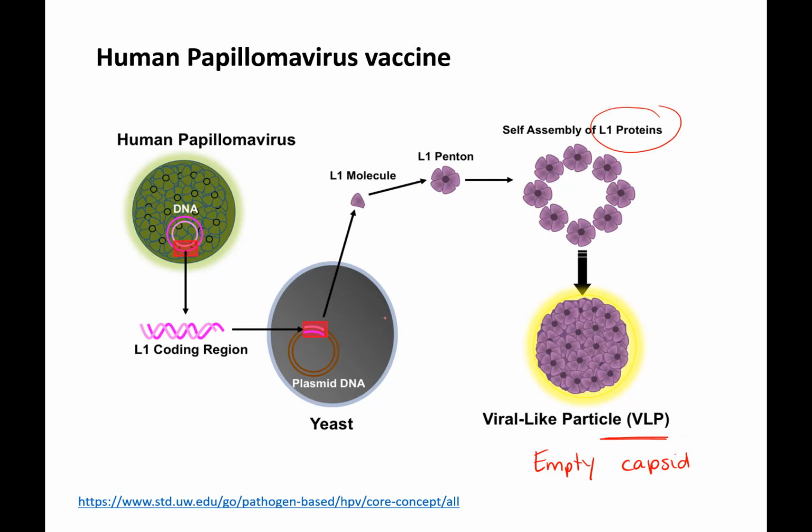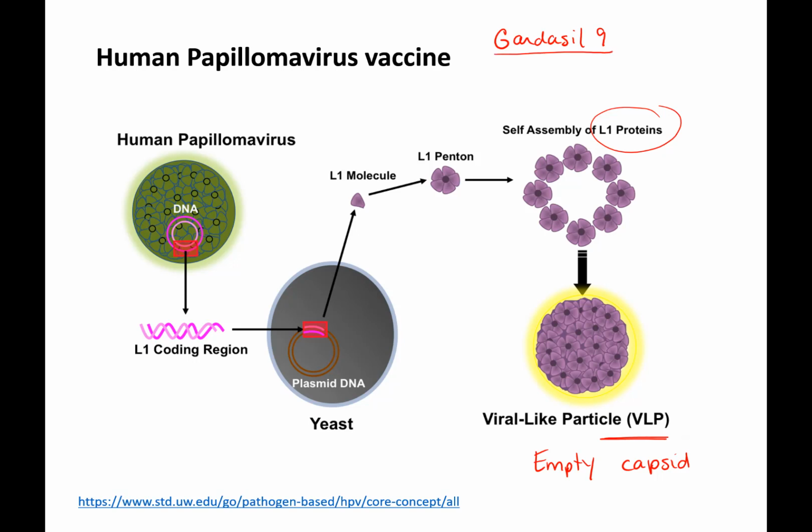You can highly express this protein in things like yeast. You put the L1s into a test tube, they self-assemble into a virus-like particle. Okay, why is that important? So we now have, as of 2018, Gardasil 9. The last type that came out in 2006 was Gardasil 4.